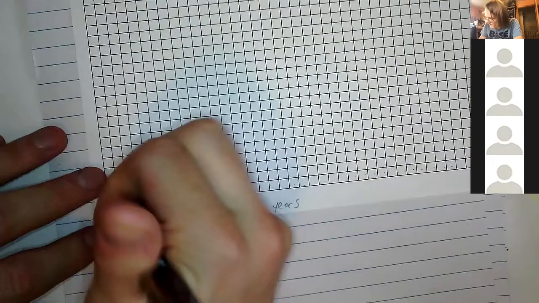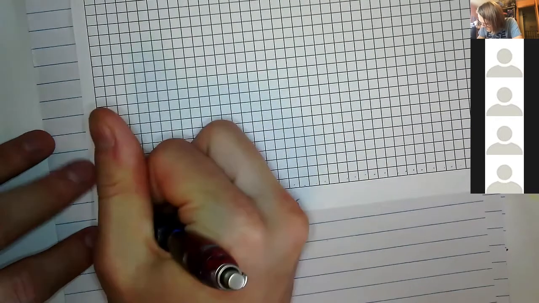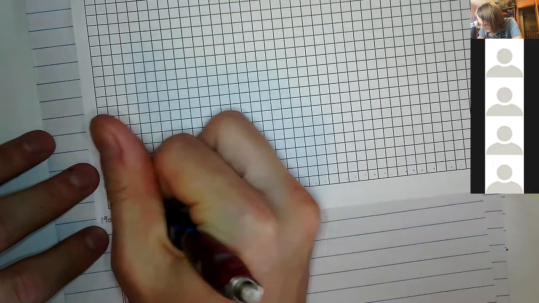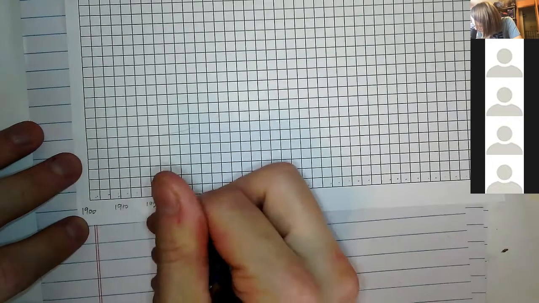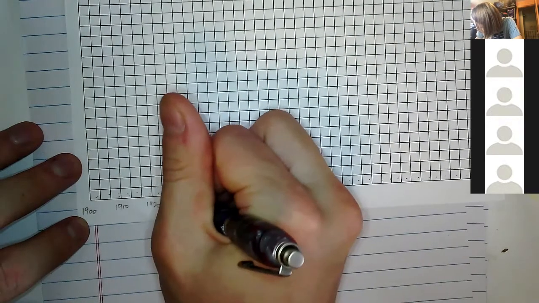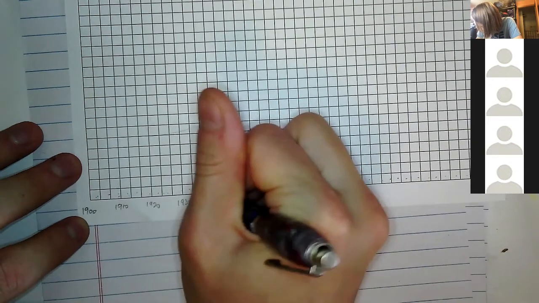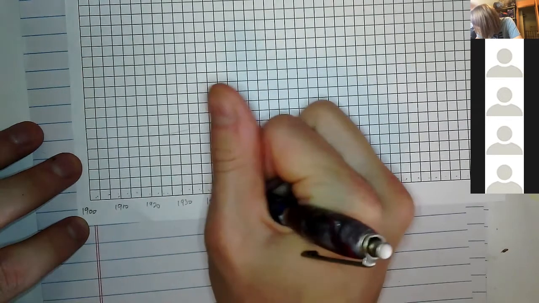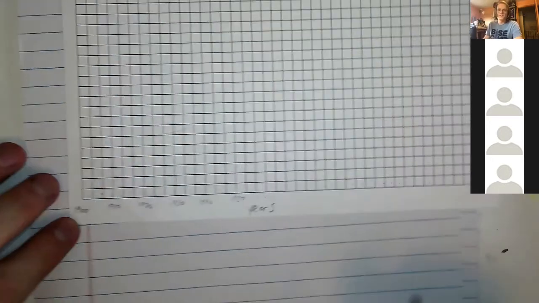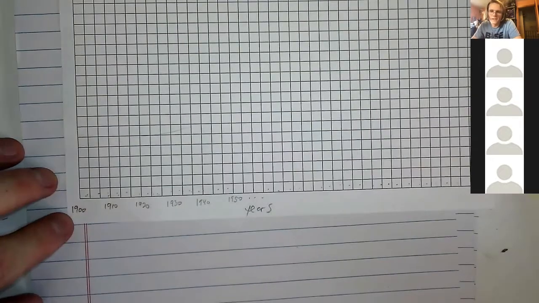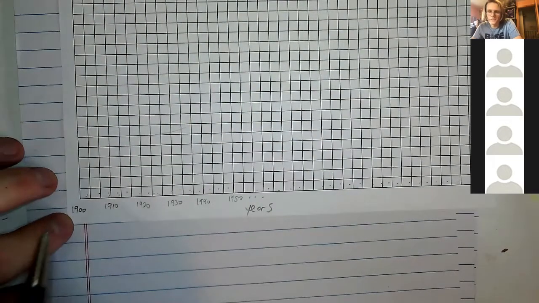So I'll put 1900 here, then skip 3 boxes and put 1910, then 1920, 1930, 1940, 1950, and so on and so forth. Just try to fill it as much as you can. It doesn't have to be perfect. I just try not to make it super teeny in the corner so I can't see what's going on.